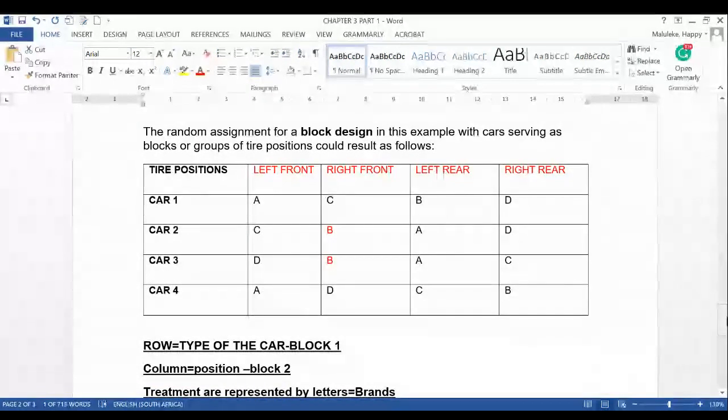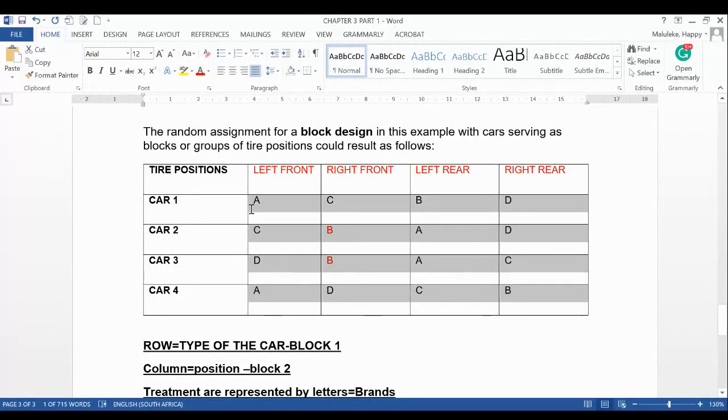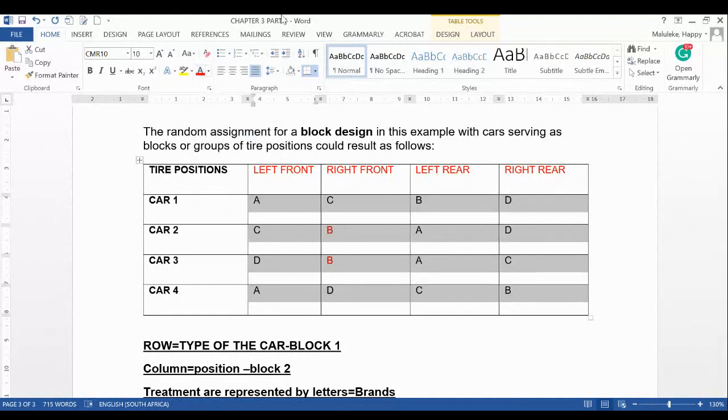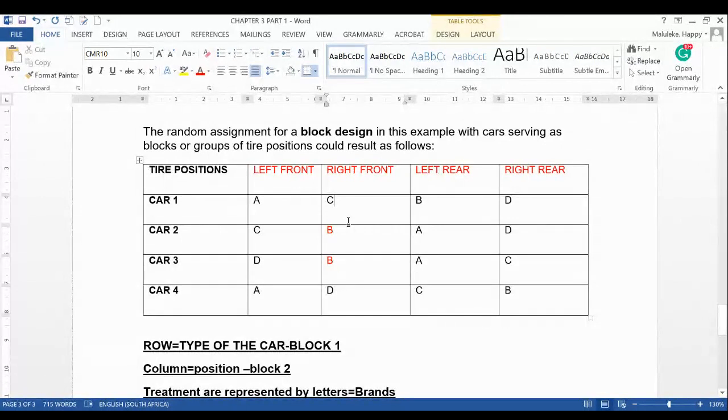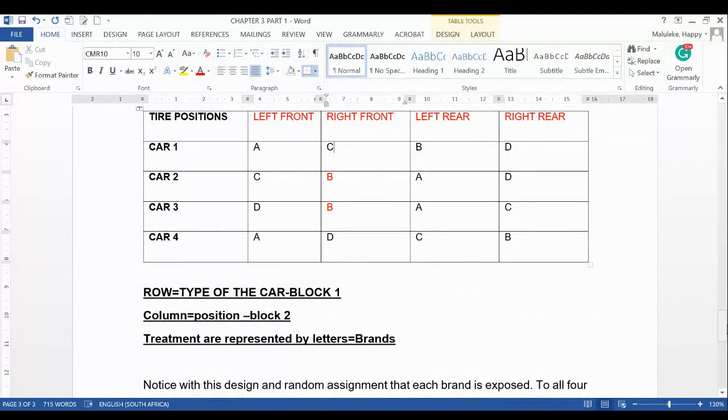But there is a condition that was placed: the letters that you see now should appear once and only once in each row and column. So can we say this layout qualifies to be a Latin square design problem? The definition says these letters, when we check them row-wise or column-wise, must appear strictly once and only once in each row and column. What is the problem with this layout?